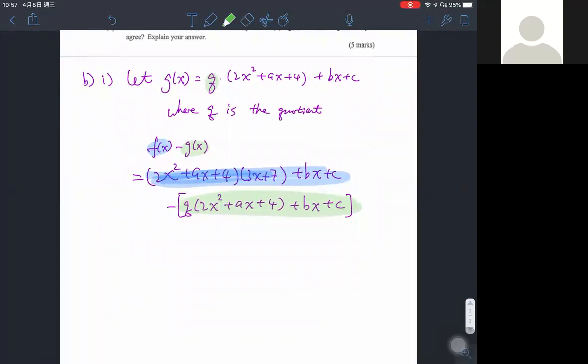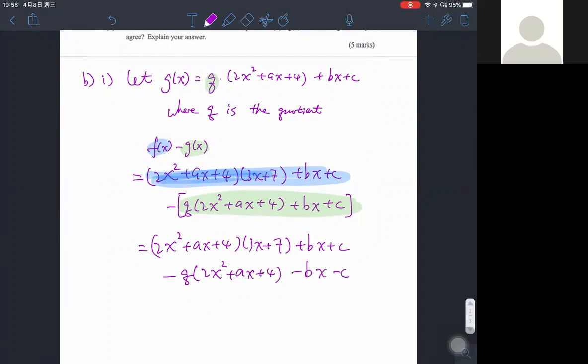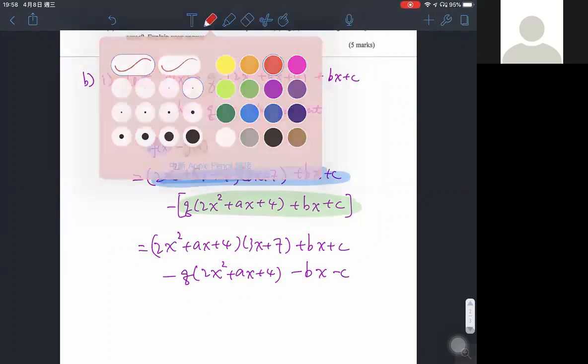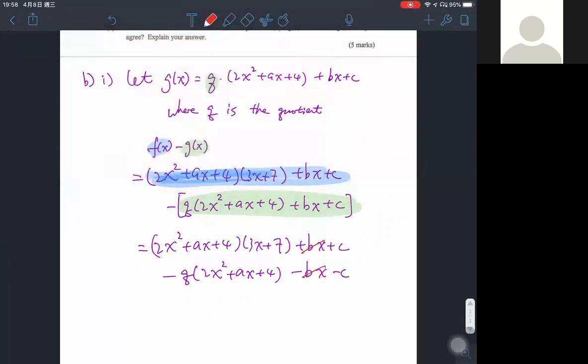Now, although I don't have the b and c, I can still calculate, because if we work it out, the terms bx plus c will be cancelled. Okay, I just copy the f(x) and then minus q times (2x squared plus ax plus 4) and then minus bx minus c. Okay, by expansion of the bracket, you may find out the terms bx will be cancelled, c will also cancel.